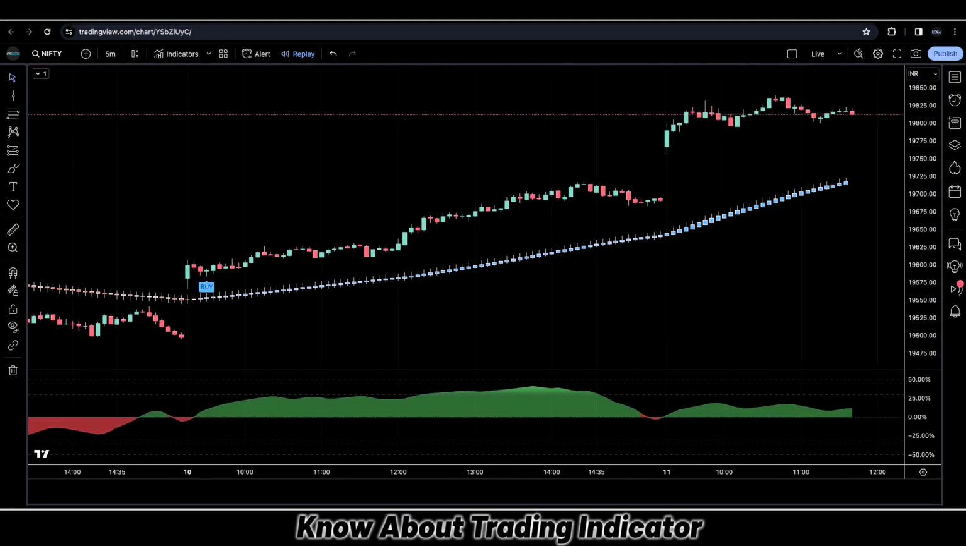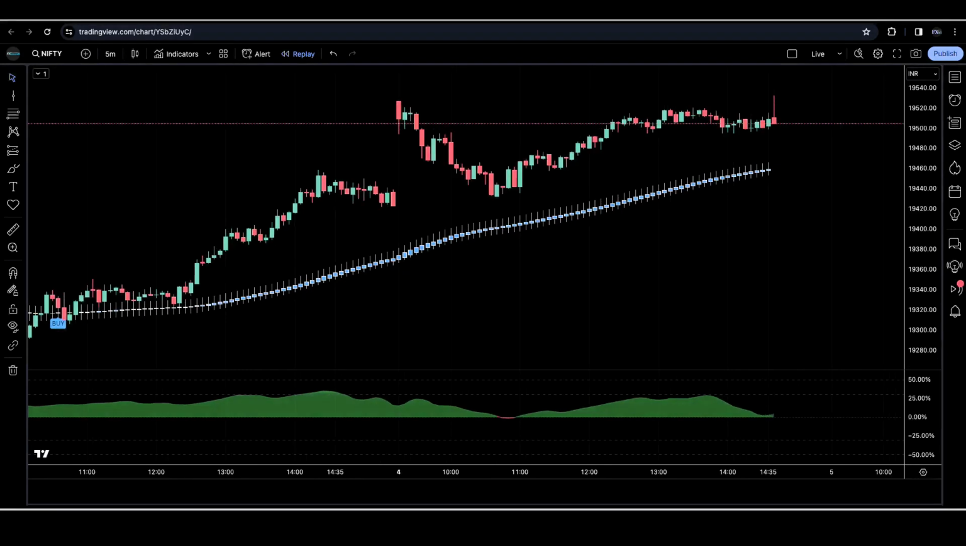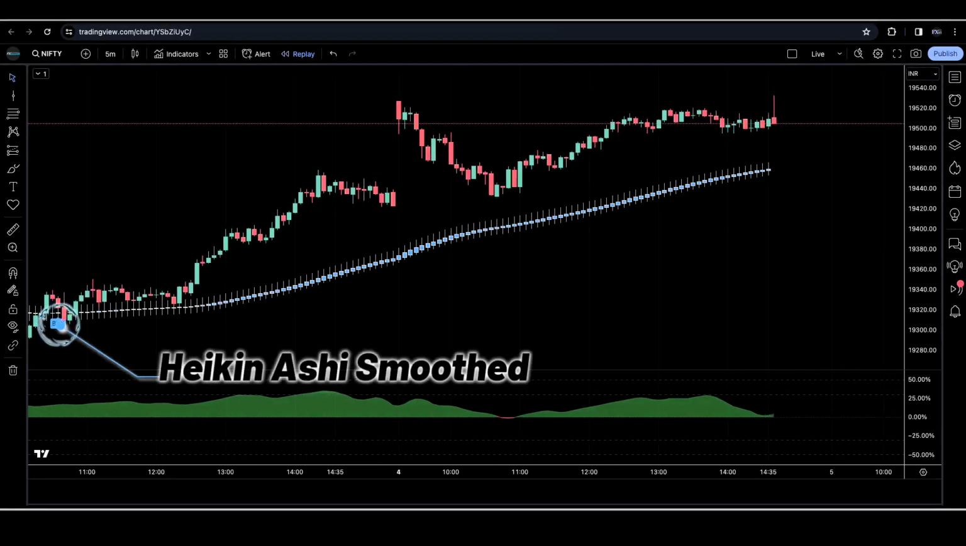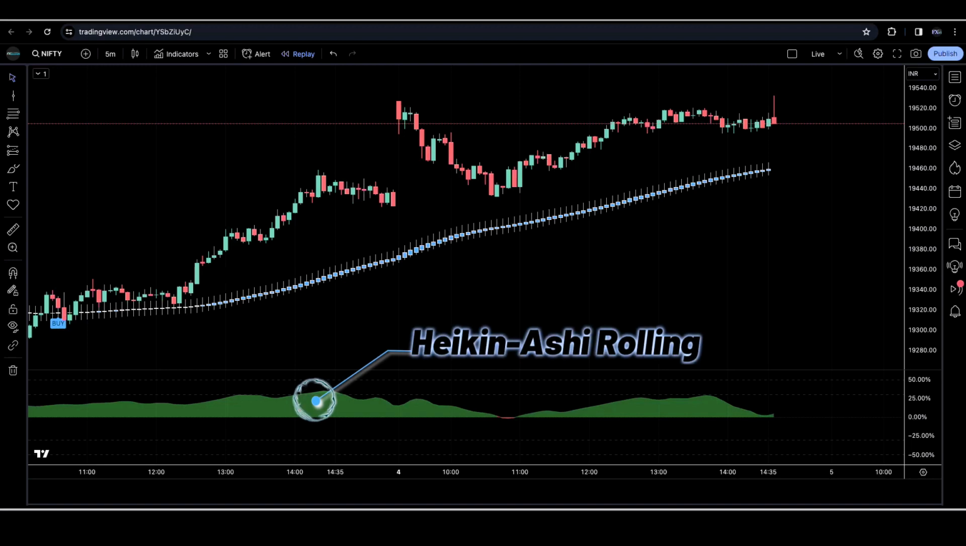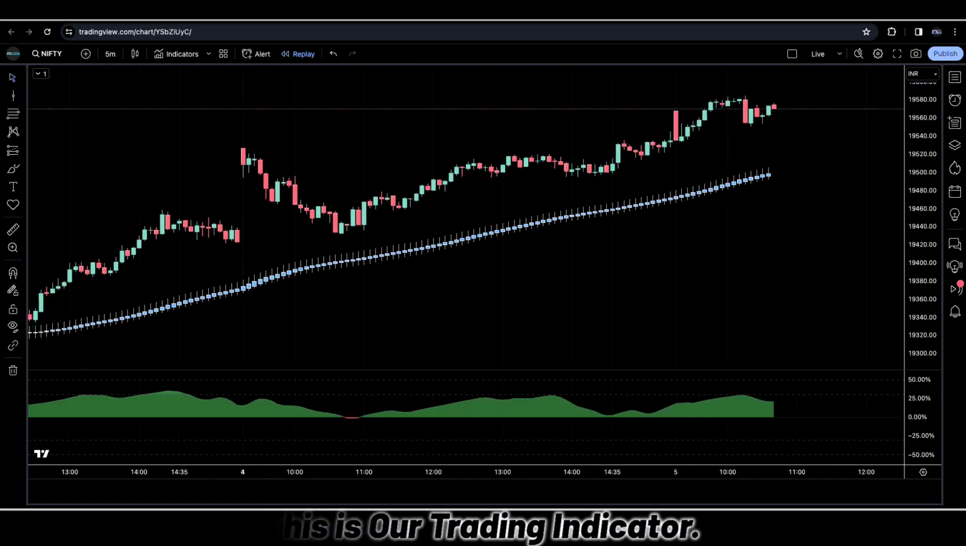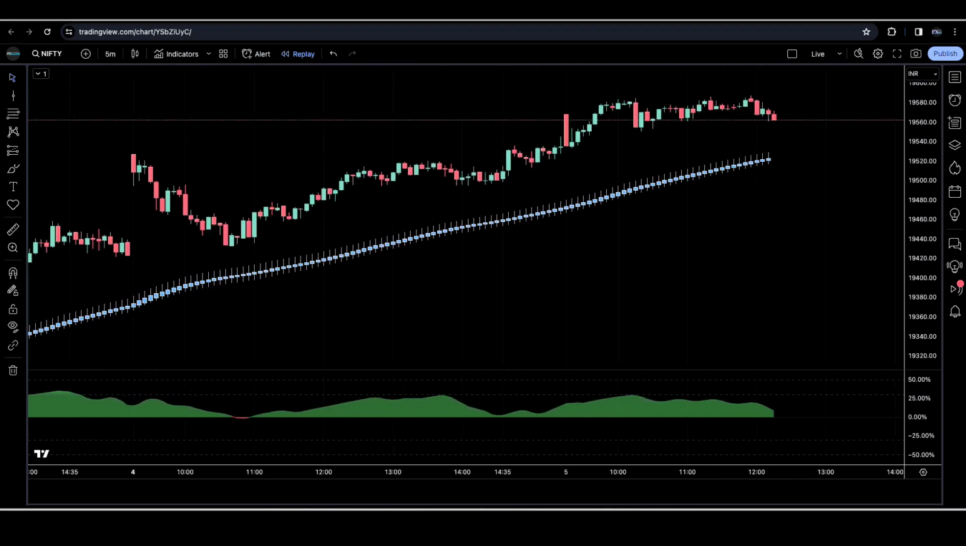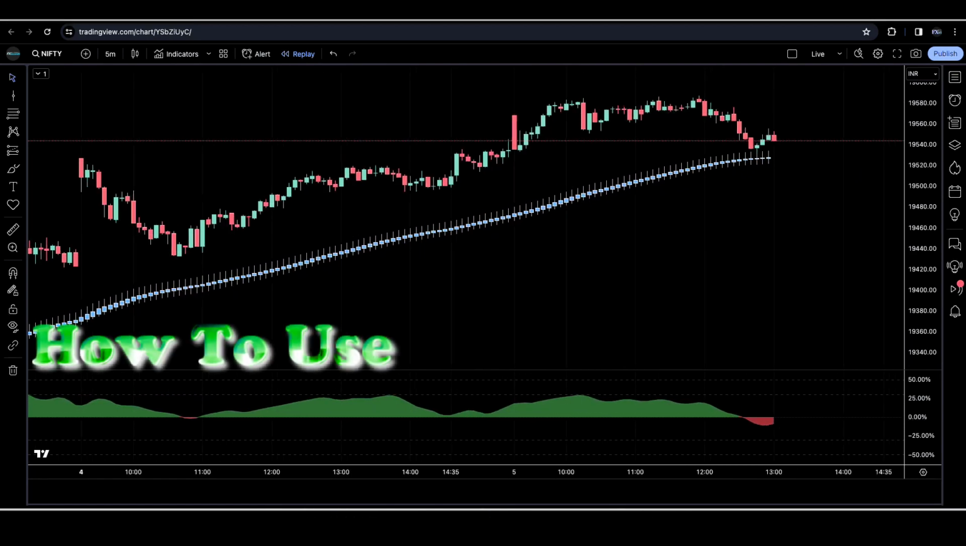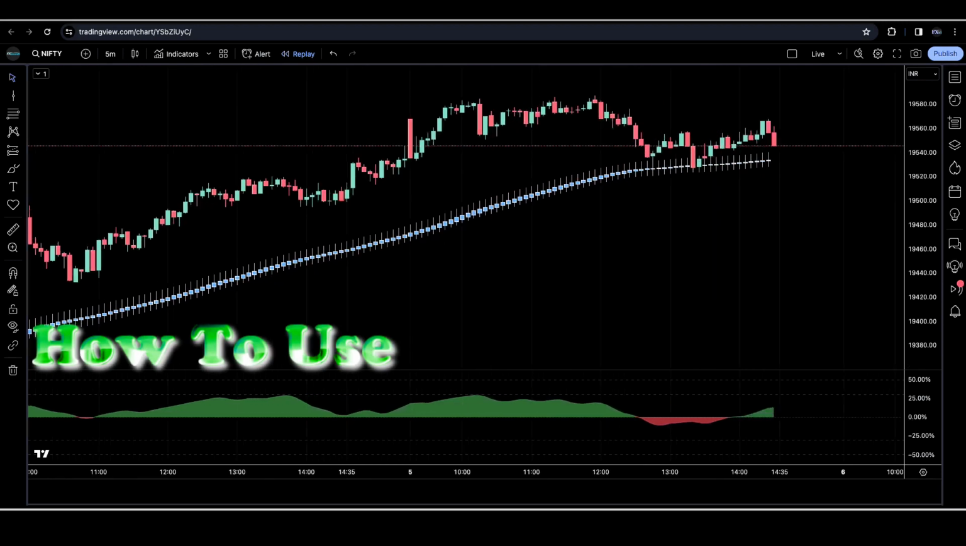First of all, let us know about the trading indicator. The buy and sell signals indicator we see in the chart is called Heikin Ashi Smoothed Indicator, which will help us in finding perfect trade entry. And the indicator at the bottom, we call it Heikin Ashi Rolling Indicator. This is our trading indicator. Further, we will explain the trading setup. Let's see how we use these trading indicators.